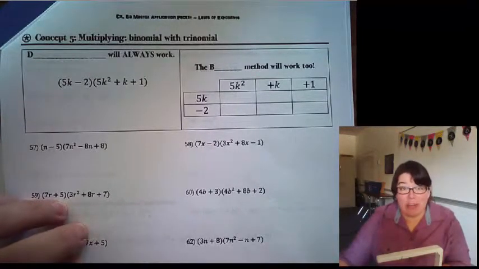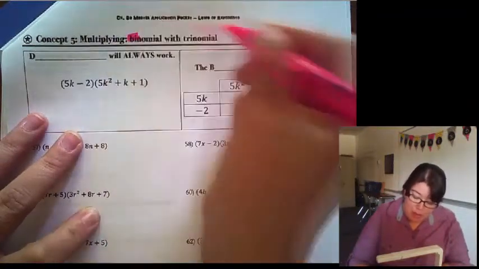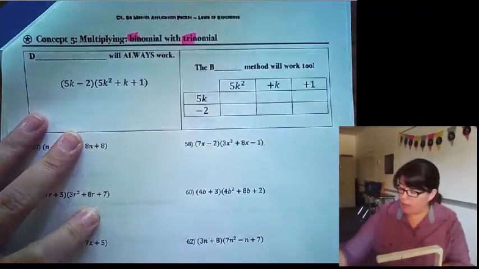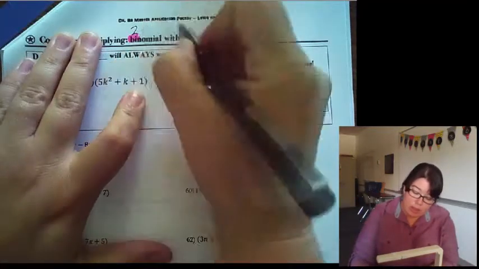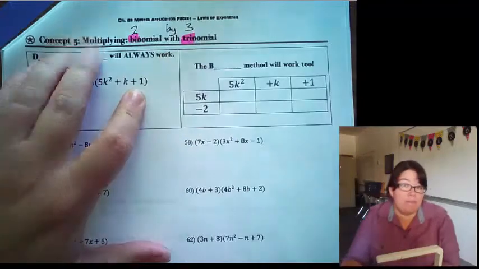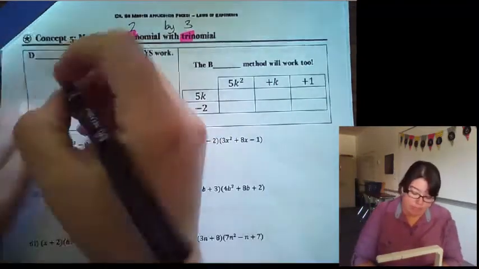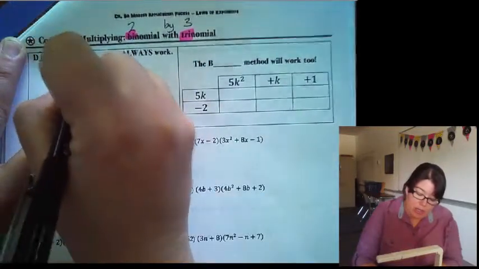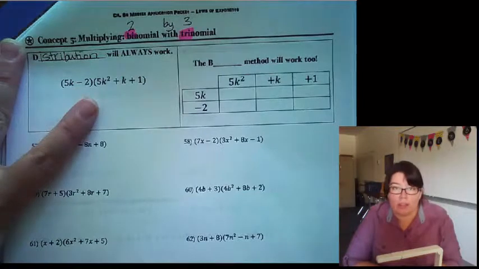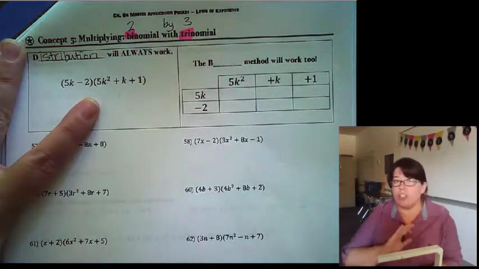Today for Concept 5, we're going to be talking about multiplying polynomials some more. This time we're going to do binomials with trinomials. So that means we are going to be multiplying 2 terms by 3 terms. All right? So the thing you've got to remember is distribution will always work. Okay, no matter what it looks like, no matter how many terms, distribution will always work.